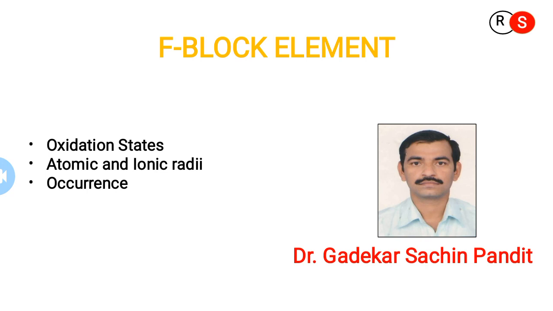Today we will discuss the f block elements. In the last lecture we discussed the introduction of f block elements, and also the position of f block elements. Then we discussed the electronic configuration of f block elements and oxidation state. So today we will discuss the oxidation state of 4f block elements, atomic radii and ionic radii, and lastly the occurrence of lanthanide elements.